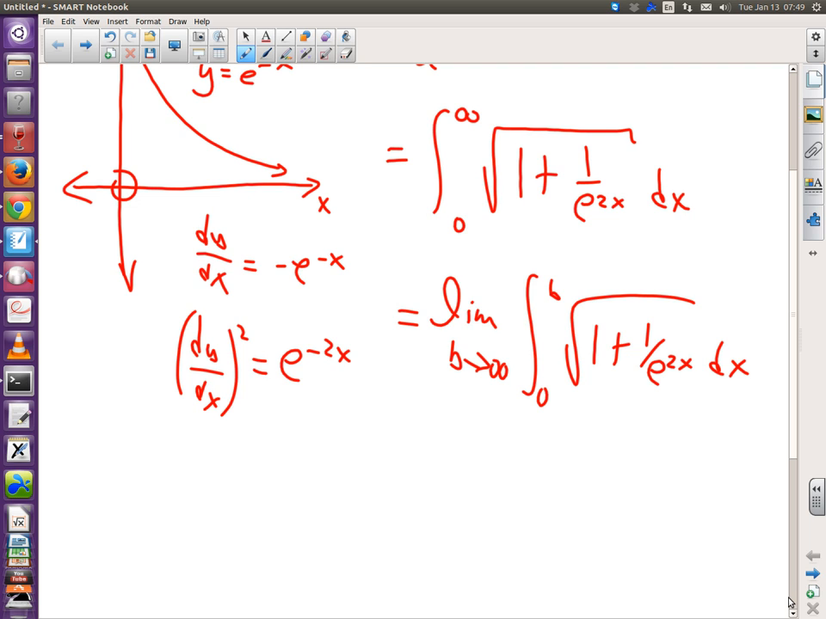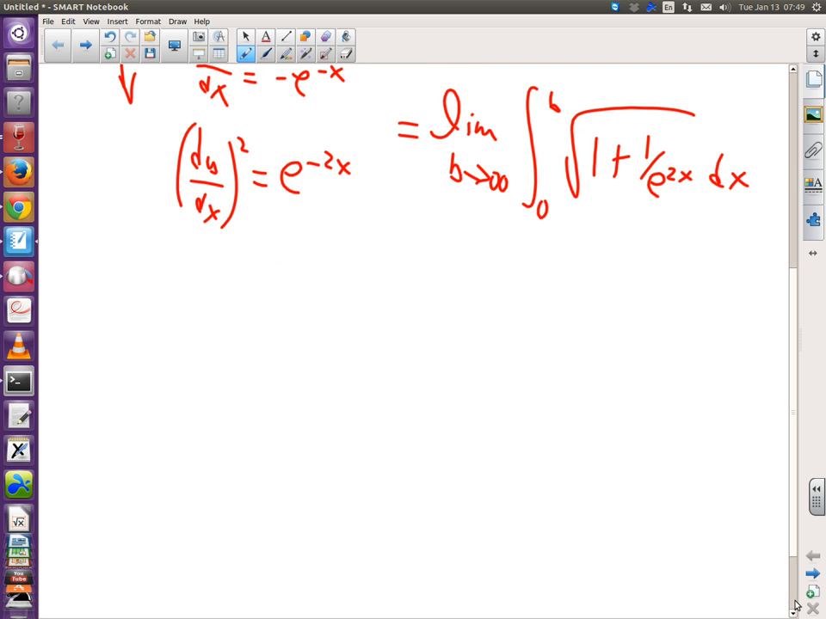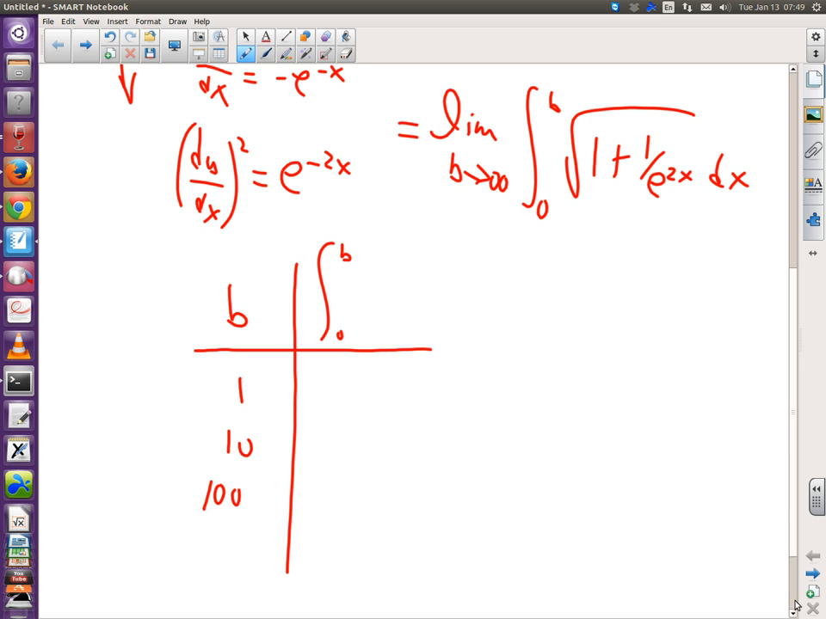Oh, that's interesting. So let's do a convergence table. Exactly, right. Aha! All right, so let's do a little convergence table. Let b get bigger and bigger and bigger. Say 1, 10, 100. And evaluate this integral from 0 to b. Okay. So, what do you do? Get the calculator. All right, let's get the calculator out.